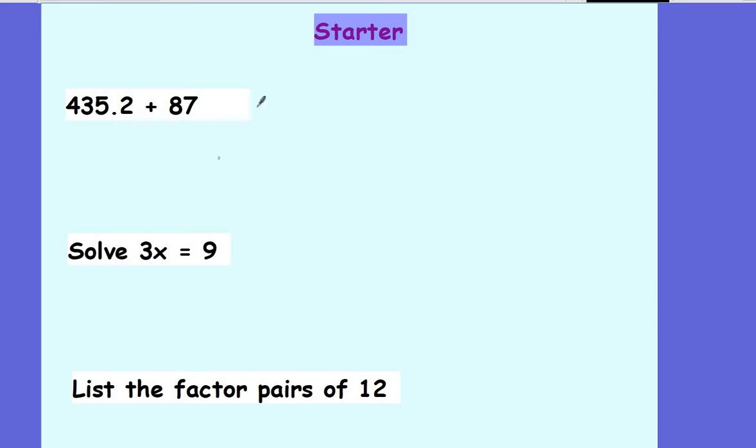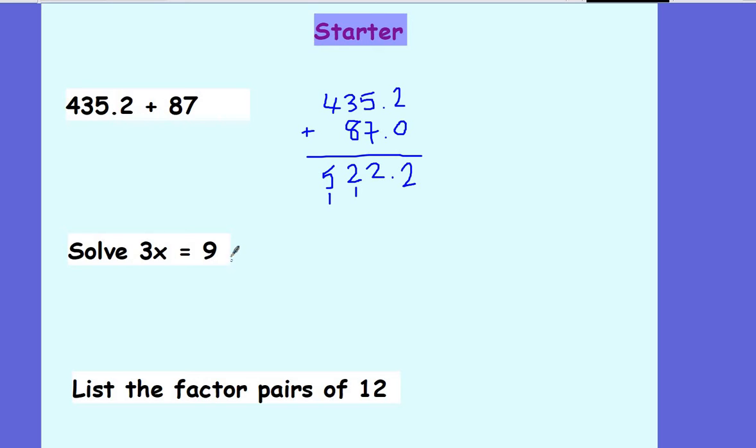Okay, let's go through some answers. 435.2 plus 87. I'm going to set this up as my column method, remembering to put a 0 in my tenths decimal place. So I've got 2 plus 0 is 2. I've got 7 plus 5, which gives me 12. I've got 8 plus 3 gives me 11, plus 1 gives me 12. And 4 plus 1 gives me 5. So the answer I was looking for was 522.2.